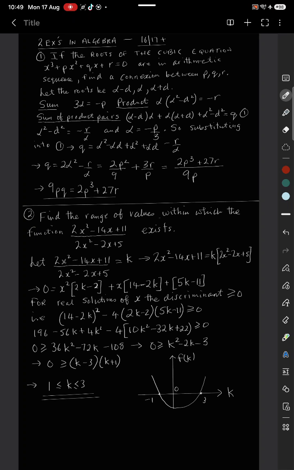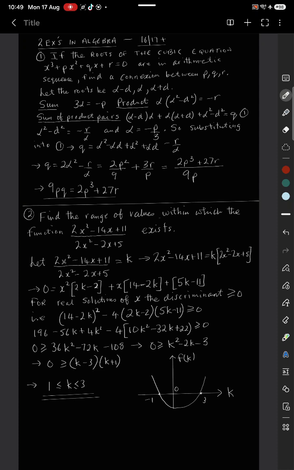And then if we take the products of the roots in pairs and add them together, that's got to equal q. So we have alpha minus d times alpha plus alpha times alpha plus d plus alpha squared minus d squared equals q. And I've labeled that equation 1. Now, alpha squared minus d squared is equal to minus r over alpha, and alpha is equal to minus p over 3. So substituting into 1, we'll get q equals alpha squared minus alpha d plus alpha squared plus alpha d minus r over alpha, which leads to q equal to 2 alpha squared minus r over alpha.